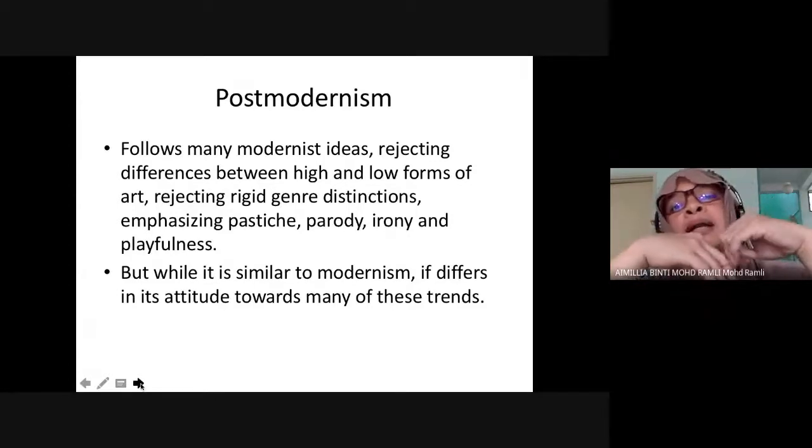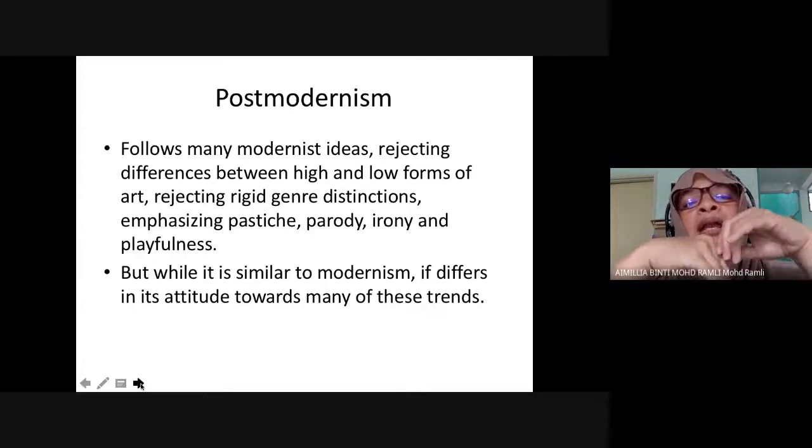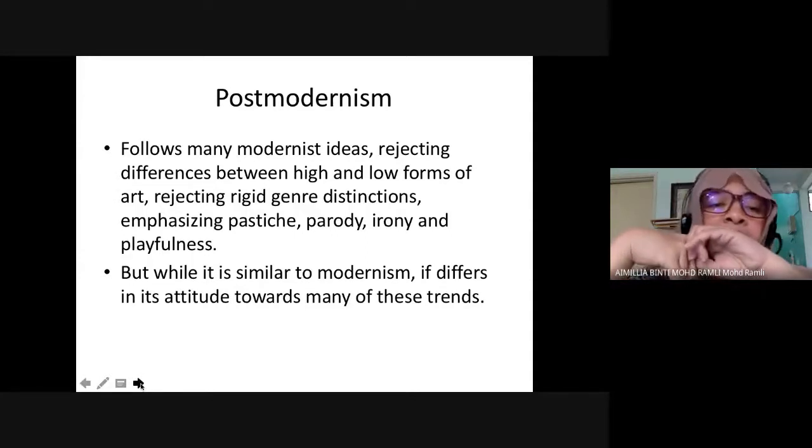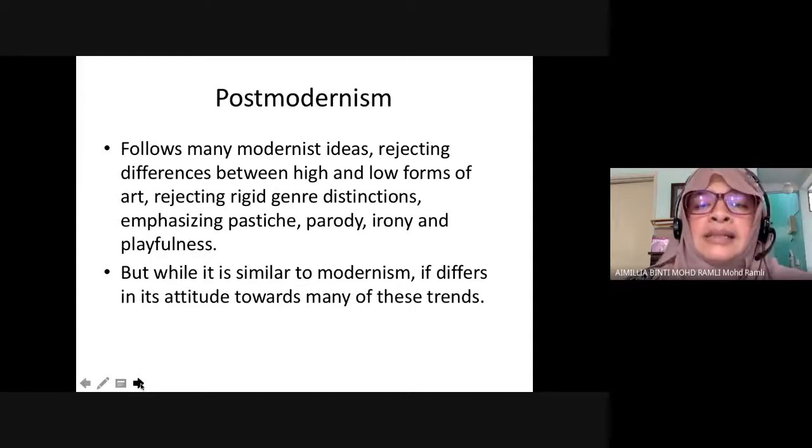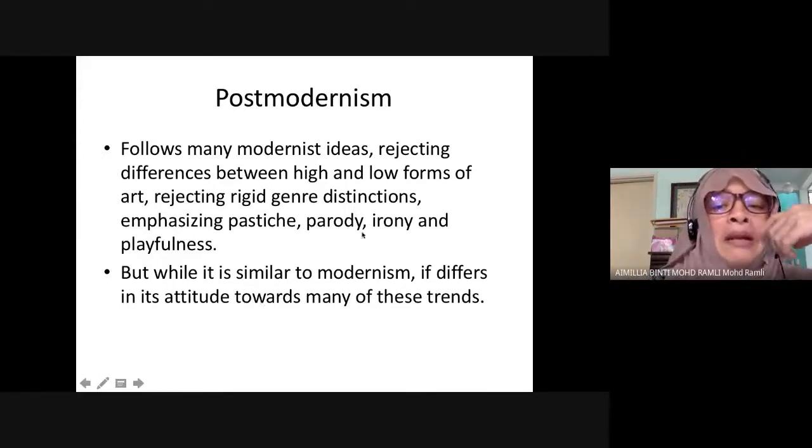It follows many modernist ideas, rejecting differences between high and low forms of art, rejecting rigid genre distinctions, emphasizing pastiche, parody, irony, and playfulness. But while it's similar to modernism, it differs in its attitude towards many of these trends. So it has similarity to modernist work. Postmodernism in literature has similarity to modernism in literature, but it emphasizes pastiche, parody, irony, and playfulness.